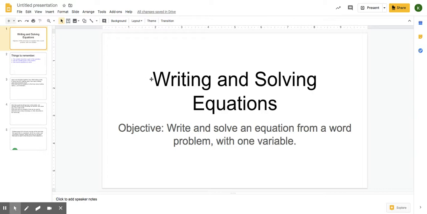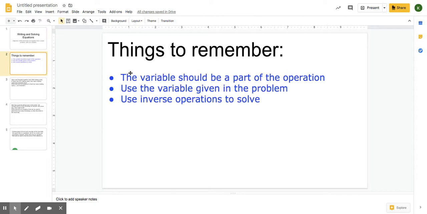Today we're going to look at how to write and solve equations. Our objective states that we're going to write and solve an equation from a word problem with one variable. A few things to remember is that the variable should always be a part of the operation. It should never be by itself to start out.